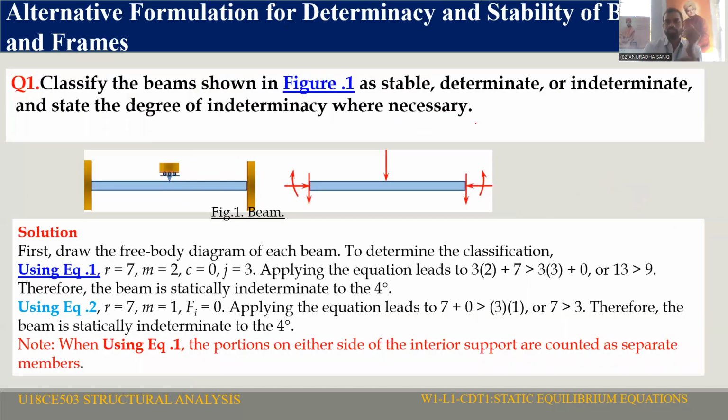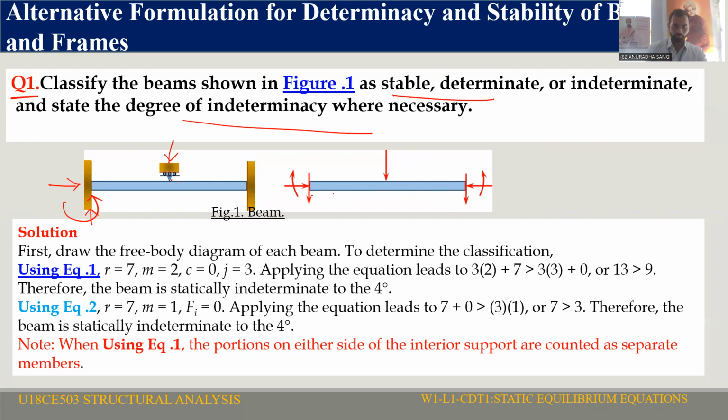So now we will see one problem related to these beams. The question is, classify the beam shown in figure 1 as stable, determinate or indeterminate. If it is indeterminate, calculate the degree of indeterminacy of the structure. So this is a fixed beam. In this one, a roller support is there, acting in the upward direction, so there will be some reaction here. For the fixed support, we have three reactions.